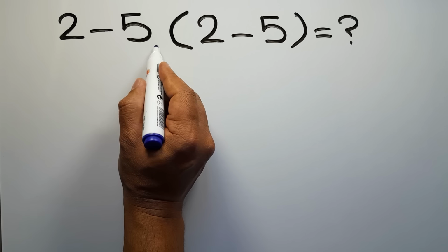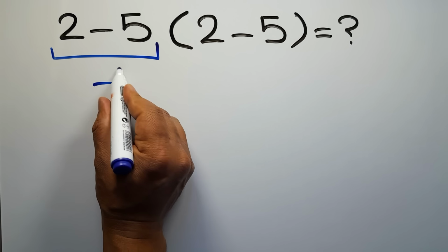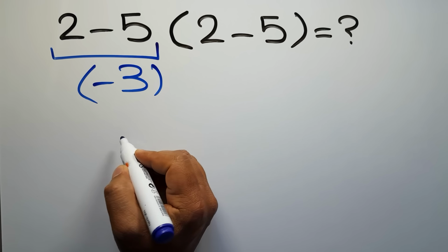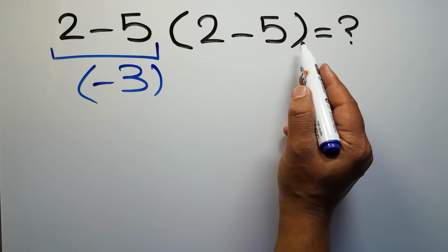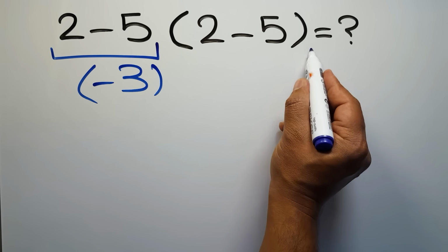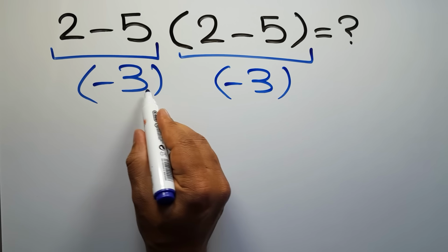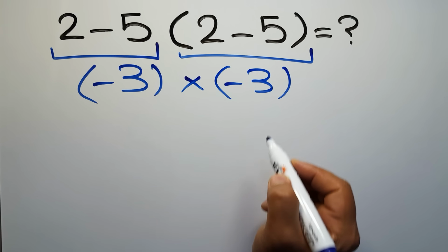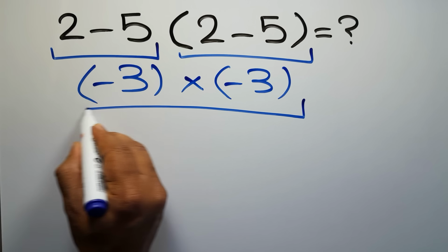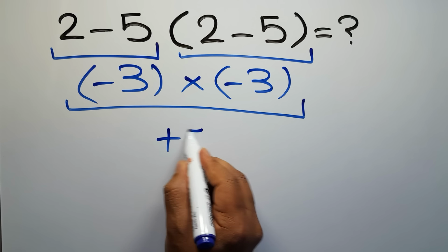2 minus 5 gives us negative 3. And again, here inside this parentheses we have 2 minus 5. So negative 3 times negative 3, which equals positive 9.